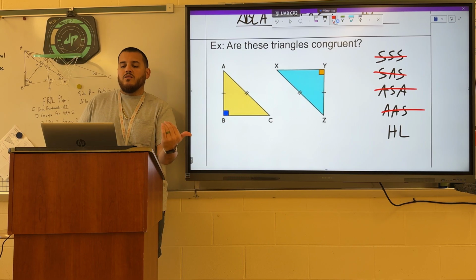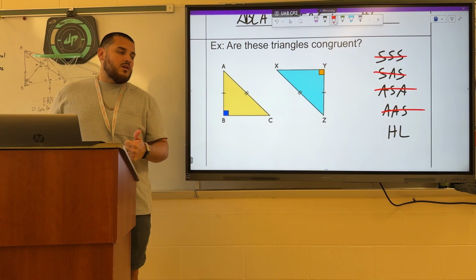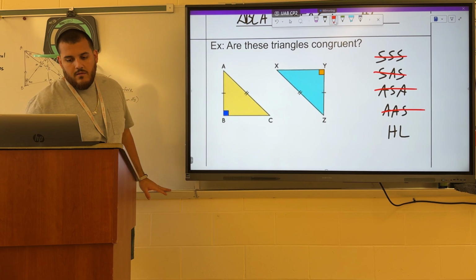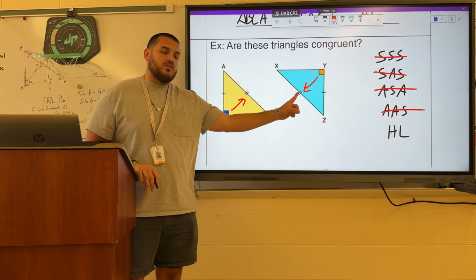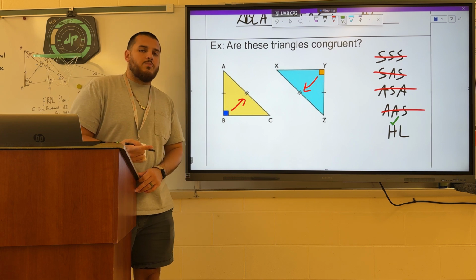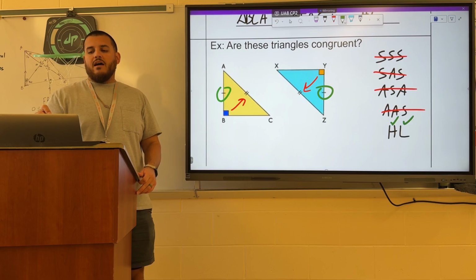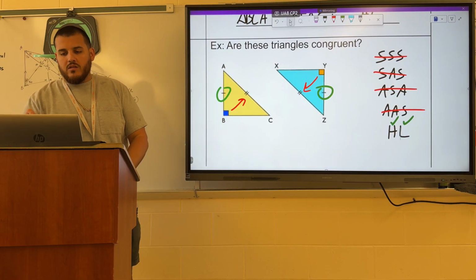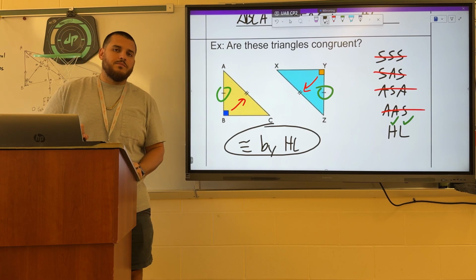So that leaves hypotenuse leg as the only possibility. And because these are right triangles, we fit that first criteria that we need. From there, remember the hypotenuse is the side across from the right angle. Across from angle B is side AC, across from angle Y is side XZ. Those have 2 dashes, so our hypotenuses are congruent to each other. Then we just need 1 other pair of congruent sides, which we have. Side YZ is congruent to side AB. So we have right triangles, hypotenuses are congruent, legs are congruent. That makes these congruent to each other by the hypotenuse-leg congruency theorem.